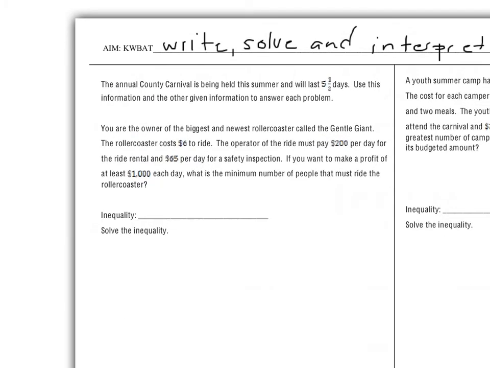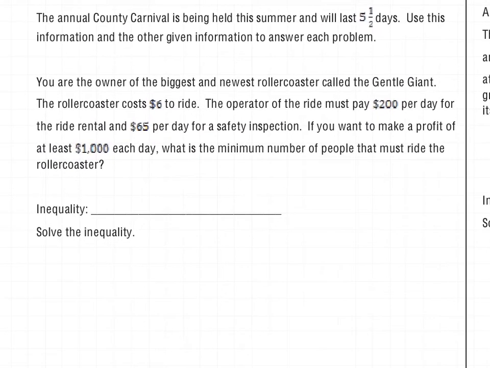So as we look at this problem, it says the annual county carnival is being held this summer and will last 5.5 days. Use this information and given information below to answer each problem. You are the owner of the biggest and newest roller coaster called the Gentle Giant. The roller coaster costs $6 to ride. The operator of the ride must pay $200 per day for the ride rental and $65 for the safety inspection. If you want to make a profit of at least $1,000 per day, what is the minimum number of people that must ride the roller coaster each day?